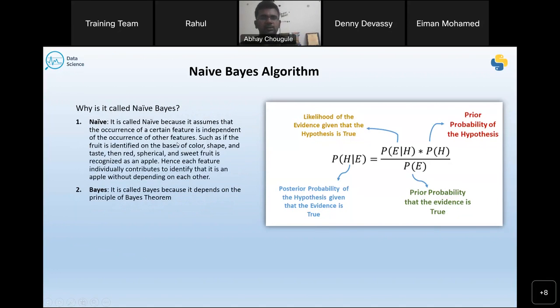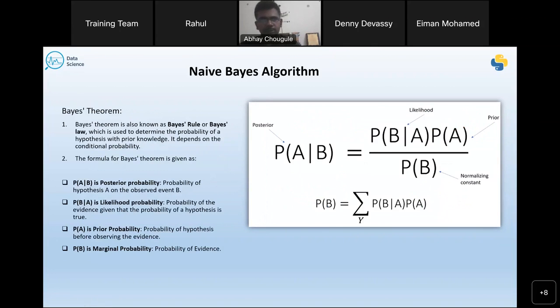So what is Naive Bayes? Naive means an assumption occurs in certain features. The Bayes theorem is a kind of condition, so it depends upon some kind of condition. If something is happening, then it depends on the previous occurrence. It depends on the principle of the Bayes theorem, which is based on conditional probability, as I said previously. Now the major thing that we have to discuss.